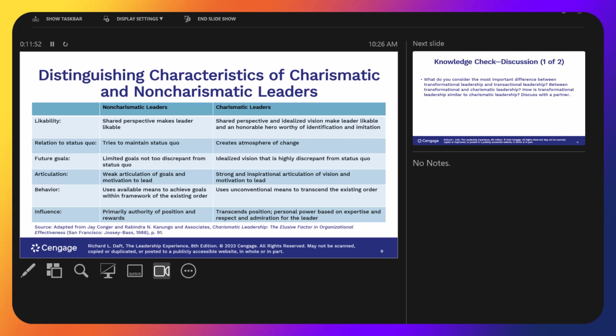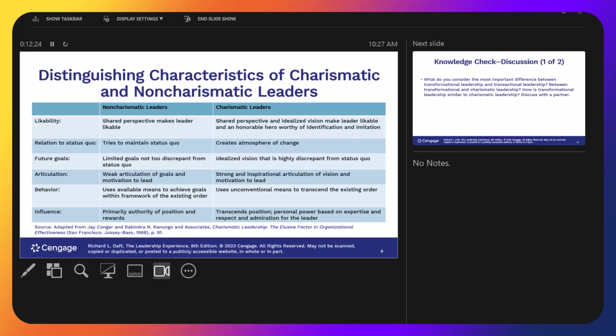Bottom line is this: we know that we're trying to change and get better and do things. And when you look at future goals, non-charismatic leaders limit their goals to not be too discrepant from the status quo. So they're not going to buck the status quo for the most part. A charismatic leader is going to be someone who is highly looking to be discrepant from the status quo. They're looking to break away from it altogether because they don't believe in the status quo. It's like, no, because if we did, we would just be another dog in the pack. We want to be the lead dog.